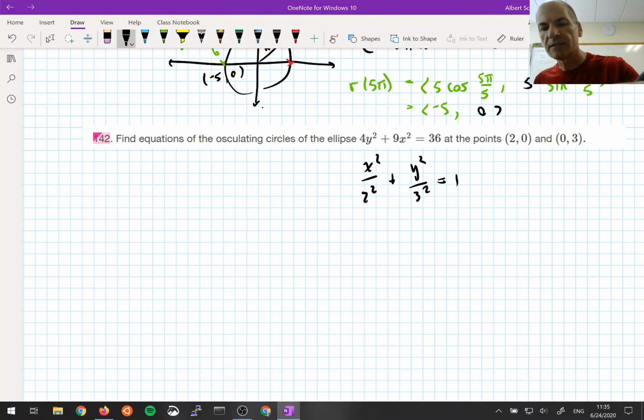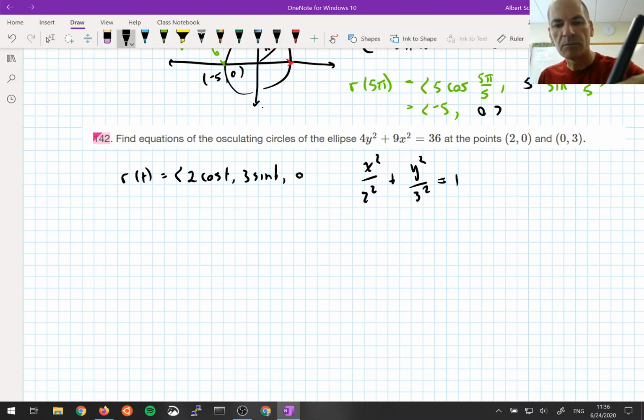Once I see that the major axis goes along y and the minor axis goes along x, we can write a parameterization of this ellipse as 2 cosine t, 3 sine t, and if we want to really be pedantic, we'll say that its z component is 0, meaning it's sitting in the xy plane. If I want to find the osculating circles of this ellipse at these various points, let me sketch this ellipse for you.